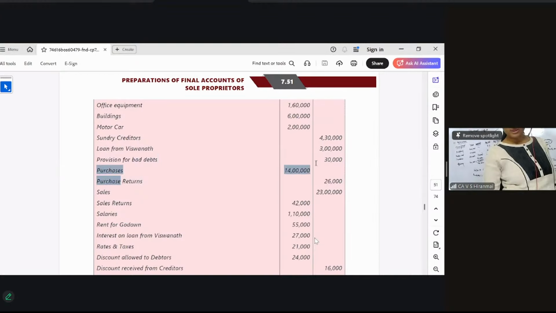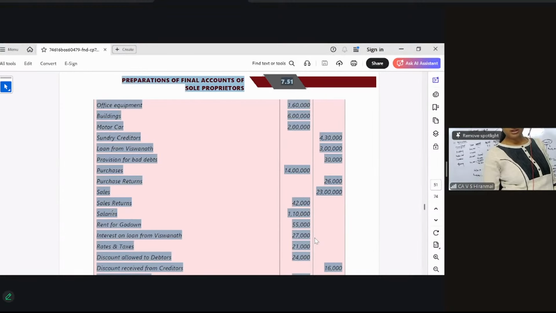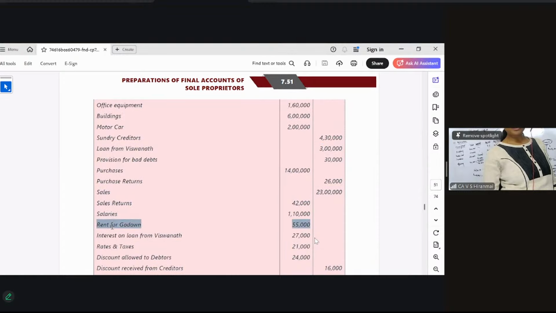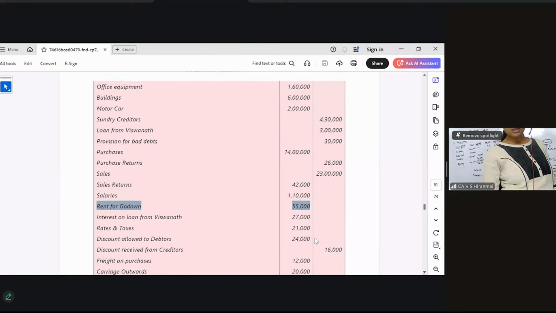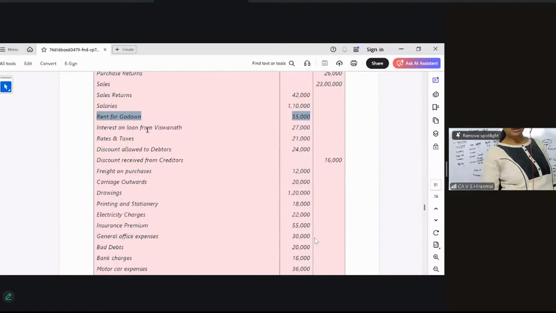Okay. Purchases returns, I have also given you the value on the board. Take it to the trading account. Sales returns, take it to the trading account credit side. Salaries, there is no adjustment for salaries, so 1,10,000 will go to the P&L account. Good. Rent, 55,000 plus you add 11,000, so 66,000 will go as an expense in the P&L account. Interest on loan from Vishwanath, 33,000, will go to the P&L account debit side. Rates and taxes, 21,000, will go to the P&L account. There is no other adjustment. Discount allowed is an expense and will go to the P&L account debit side. Discount received from creditors will go to the P&L account on the credit side.